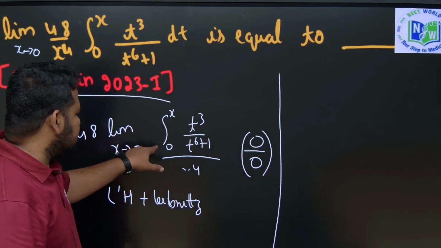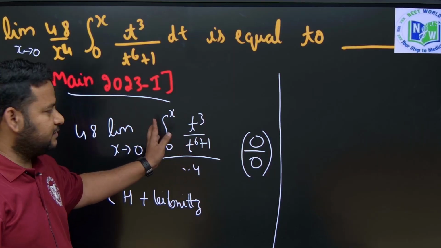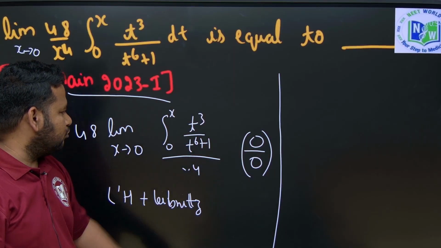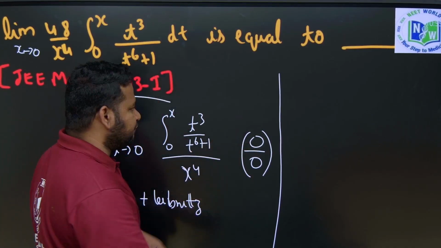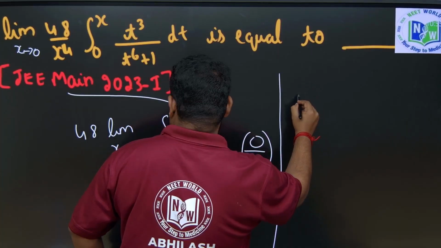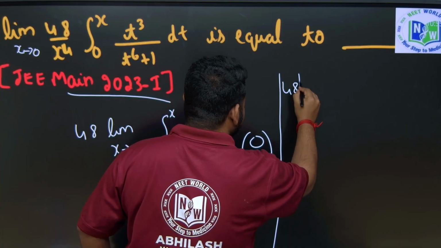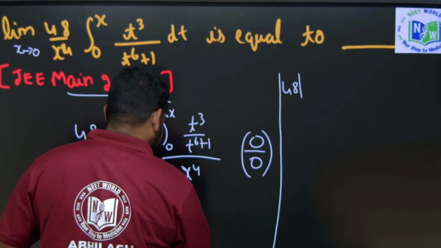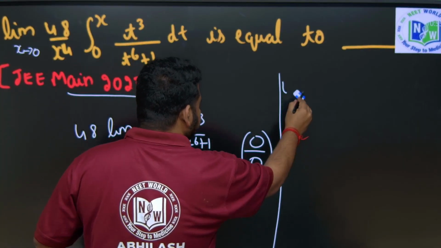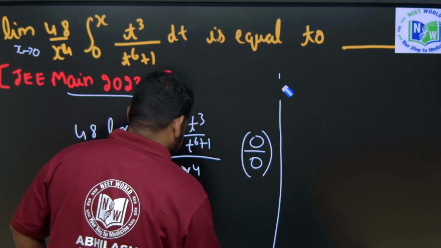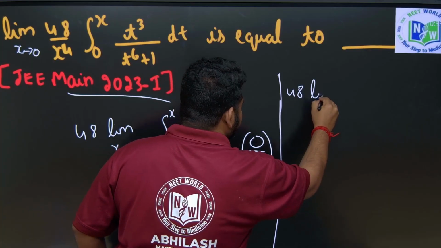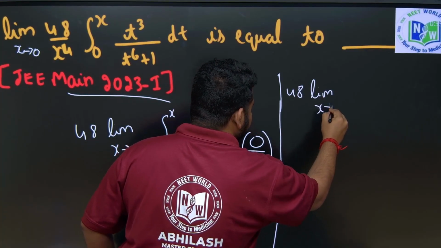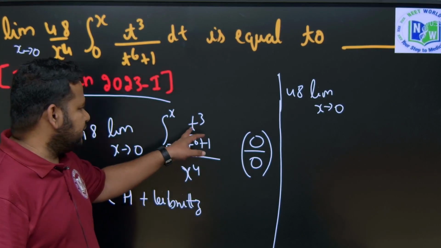What can I do? If I put x here, what will happen? I told you, upper limit minus lower limit. So this question will become, this is x to the power of 4. So this question will become what, friends? It will become 48 into limit x tends to 0. Wherever t is there, I will put x.